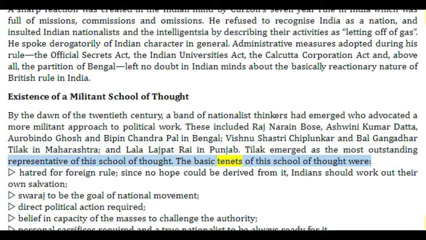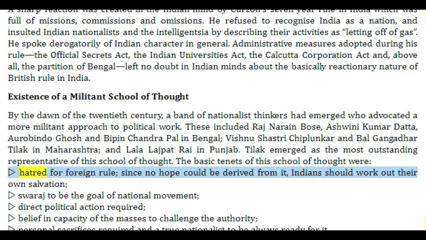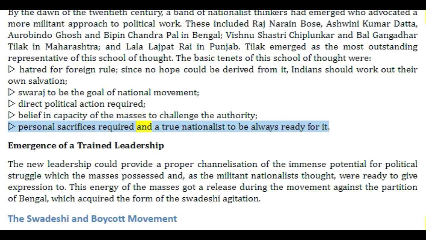The basic tenets of this school of thought were: hatred for foreign rule, since no hope could be derived from it. Indians should work out their own salvation. Swaraj to be the goal of the national movement. Direct political action required. Belief in the capacity of the masses to challenge the authority. Personal sacrifices required, and a true nationalist to be always ready for it.